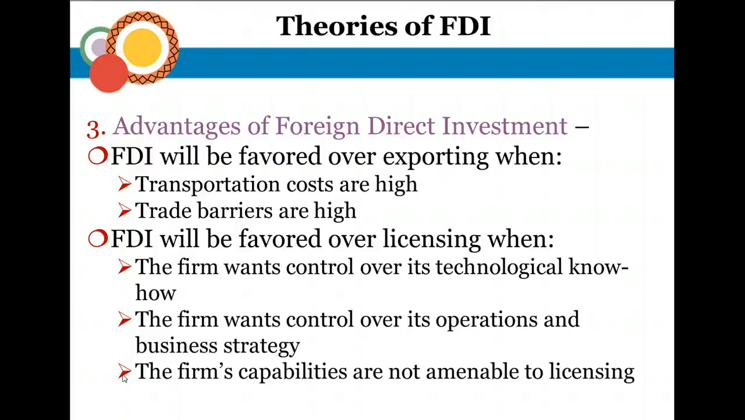Firms will favor foreign direct investment over licensing or franchising when they wish to maintain control over their technology, know-how, operations, or business strategy, or when the firm's capabilities are simply not amenable to licensing. In the case of Coca-Cola, they may also want to maintain the uniqueness and secret formula of their soda and not license it to somebody else who could turn around and start producing their own competitive brand that they would have to compete with.